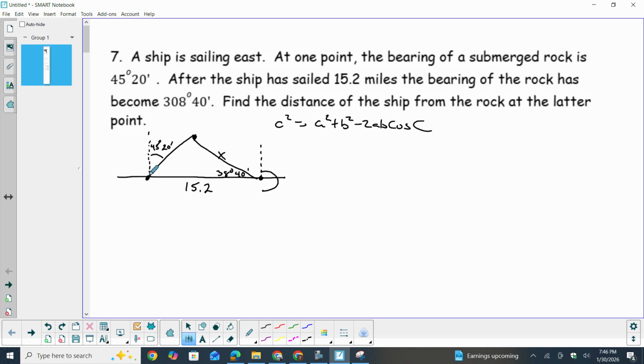This angle from due north to due east is 90 degrees. So 90 minus 45 degrees and 20 minutes I can find. Borrow 1 degree, which is 60 minutes, and I end up with 44 degrees and 40 minutes. So this is 44 degrees and 40 minutes.